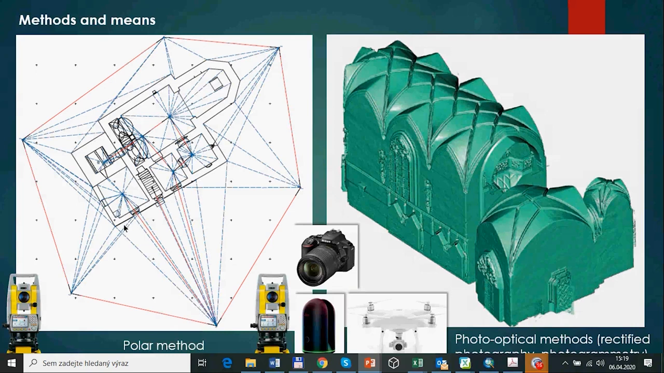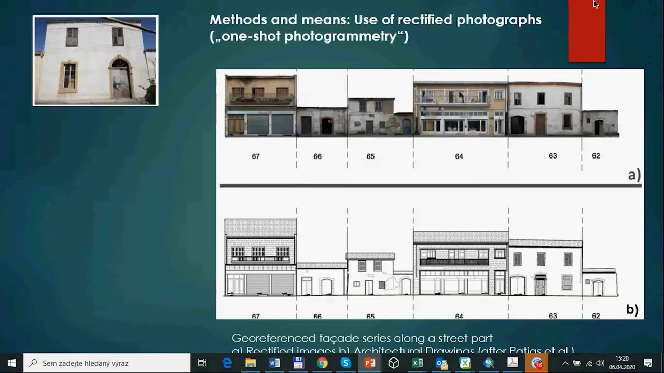And finally, there is a large group of photo-optical methods, which is very popular now in the history of architecture, of course. But the problem is that to reach these very effective results, you have to use very expensive machines, very expensive devices. There is one exception in photo-optical methods, and this is the use of rectified photographs, which is also very easy to learn and very easy to use. It's also called one-shot photogrammetry.